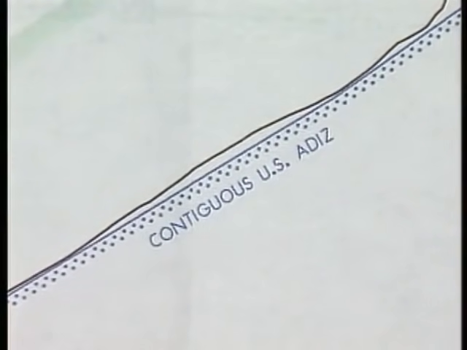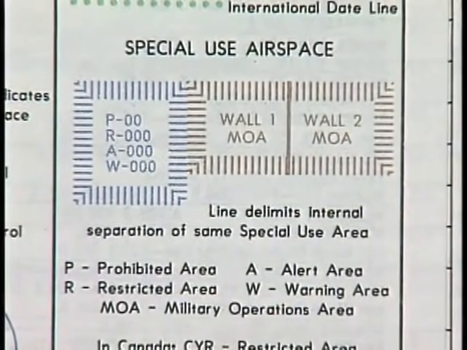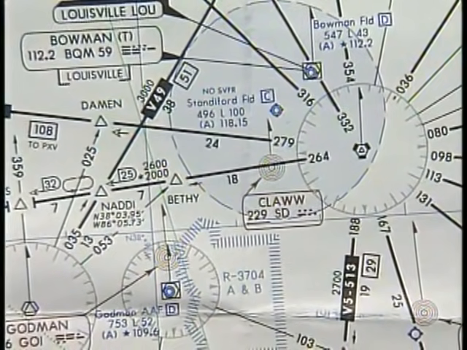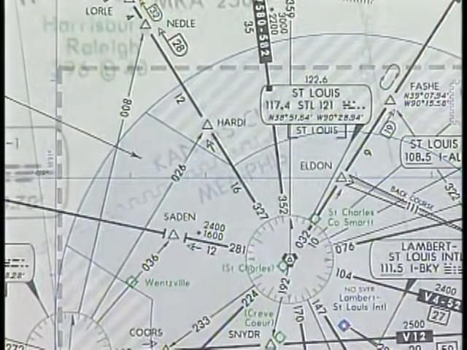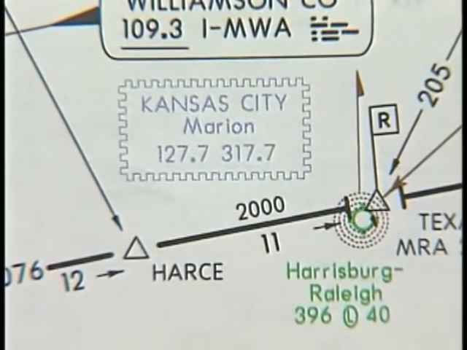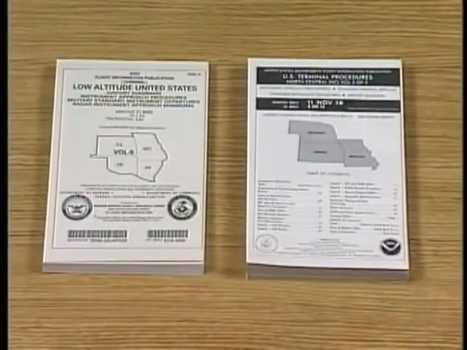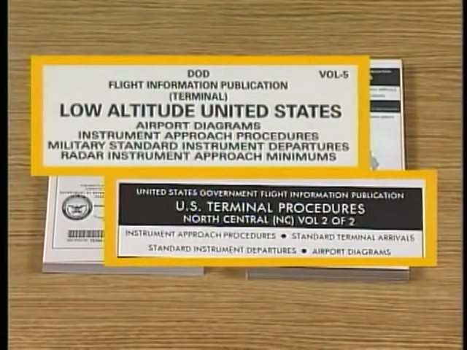Blue is used for air defense identification zones, as well as prohibited, restricted, alert, and warning areas. In addition, blue depicts Class C airspace, Class B airspace, Air Route Traffic Control Center boundaries, as well as ARTCC remote sites. Airports shown in blue have an approved instrument approach procedure published in both the Department of Defense and the NOS Flight Information publications.